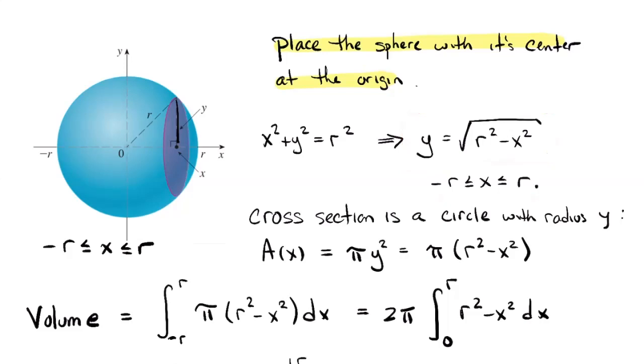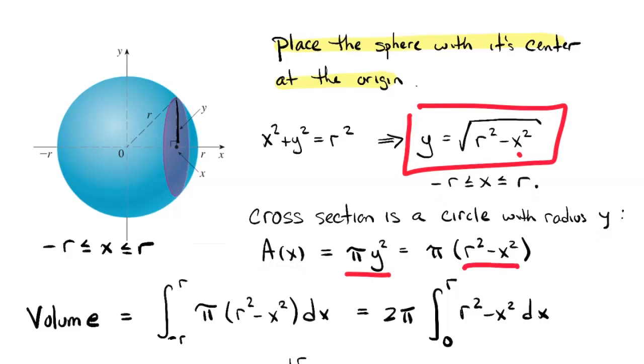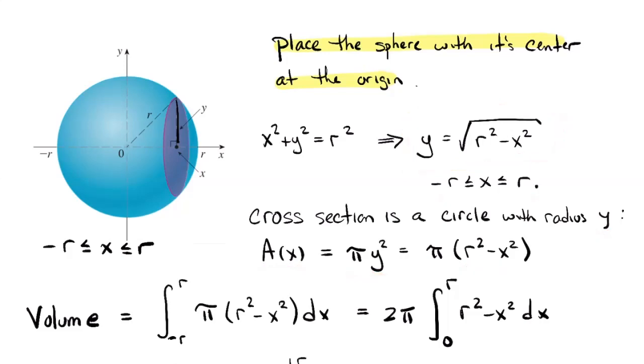All right, so since that cross section is a circle of radius y, we know what its area is. The area of a circle of radius y is pi y squared. But y is this square root of r squared minus x squared. So when you square it, you just get r squared minus x squared. So there's your cross-sectional area formula. This is the formula that we have to integrate from what to what? Well, we have to integrate it from minus r to r.